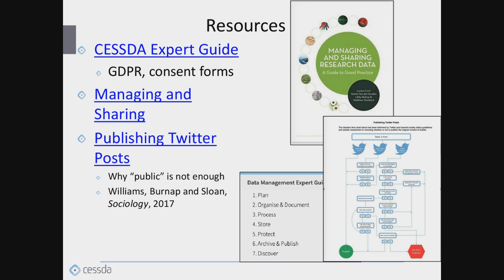The publishing Twitter posts is a flow chart produced by the team that I talked about earlier. I think it takes on a couple of really important issues. First, it is practical. It is a usable one-page flow chart for making a decision about publishing. It also answers this question about why, even though data are public, such as most Twitter posts, that is not enough to make a decision about publishing or sharing the data. You have to think more thoroughly, not only about the legal question, but actually about the ethical responsibilities as well.